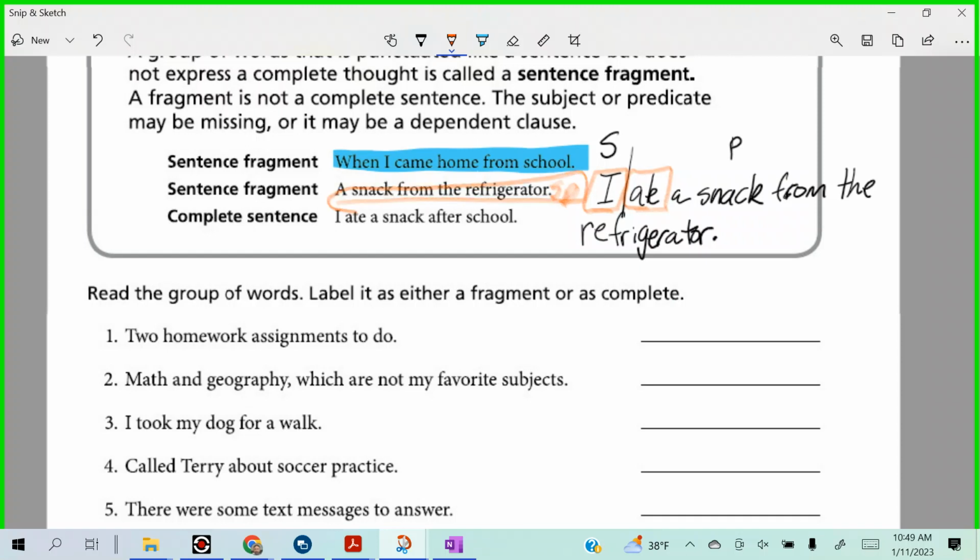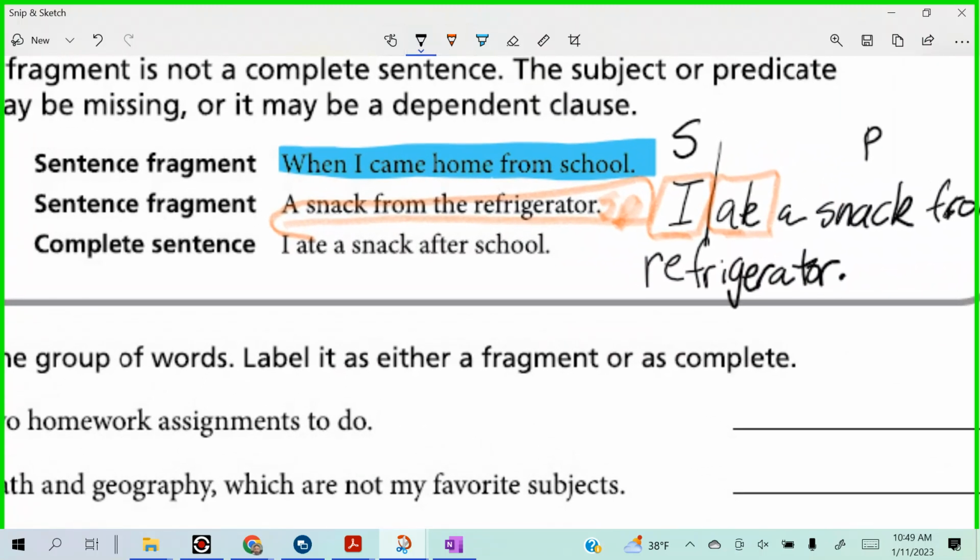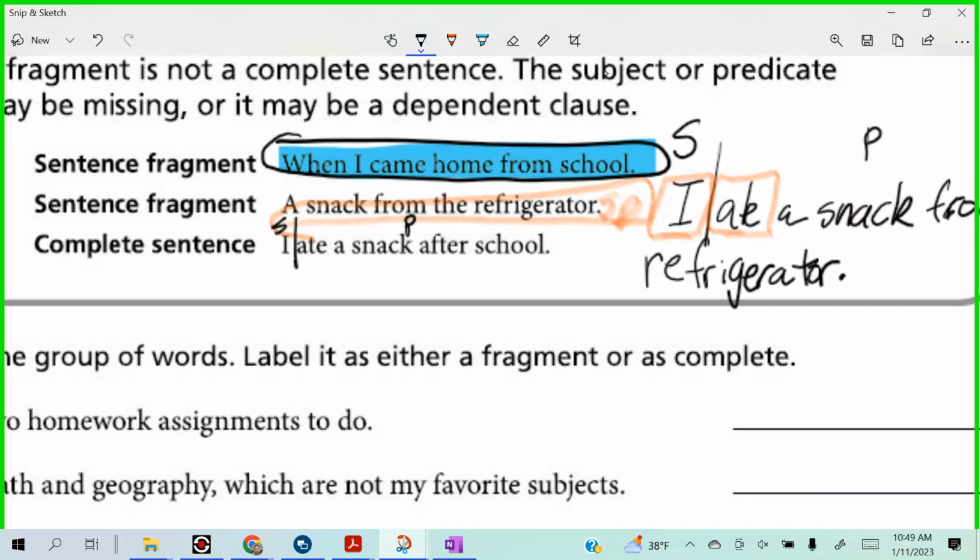Now, you ready for this one? I ate a snack after school. Is that a complete sentence? Yes. Why? What does it have? Give me the subject. What's the subject in that one? Harper. I. I is the subject. What's the predicate? The whole predicate. Ate a snack after school. It's got everything it needs. This is a dependent clause right here. It sounds weird. When I came home from school, it just dangles out there because it's depending on something.